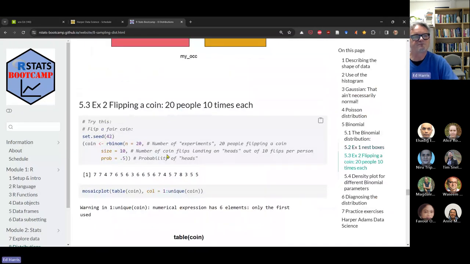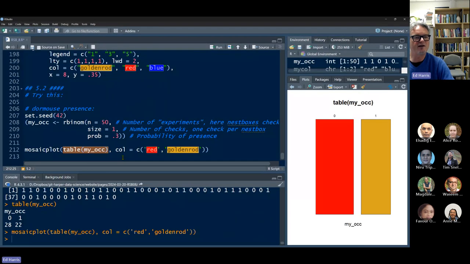For another example, we're just going to look at flipping a coin. So maybe 20 people do an experiment where they flip a coin 10 times and we record the number of values that they get.